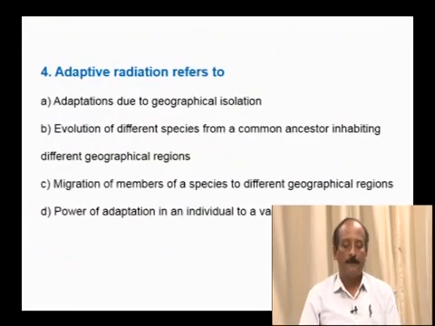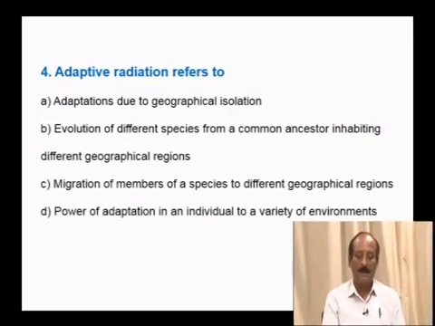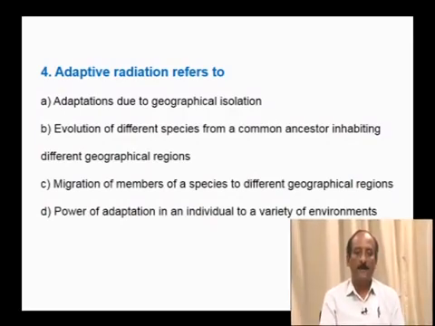Question number 4. Adaptive radiation refers to: adaptations due to geographical isolation; evolution of different species from a common ancestor inhabiting different geographical regions; migration of members of a species to different geographical regions; power of adaptation in an individual to a variety of environments.